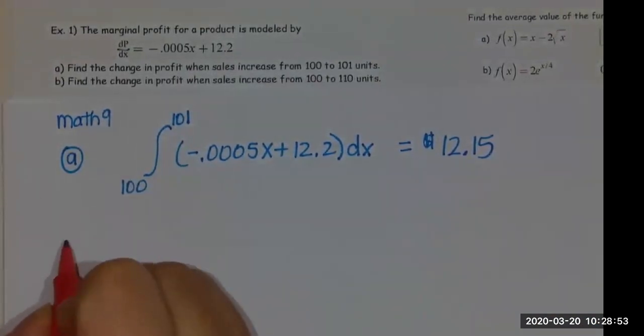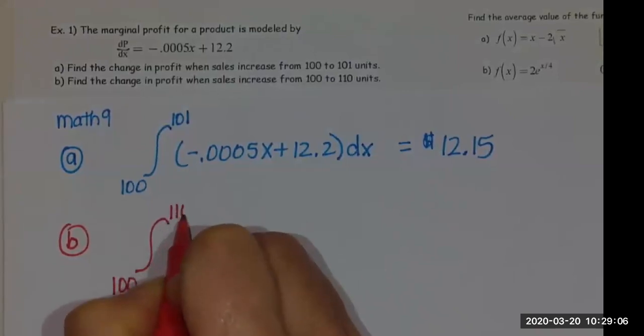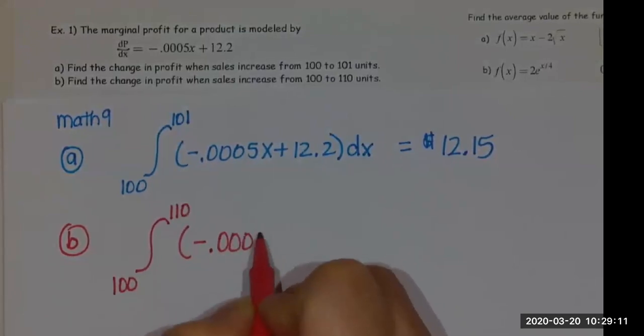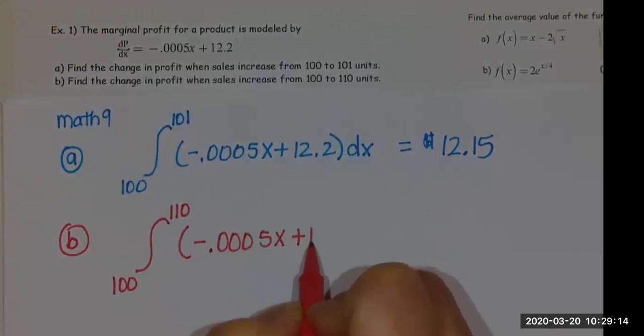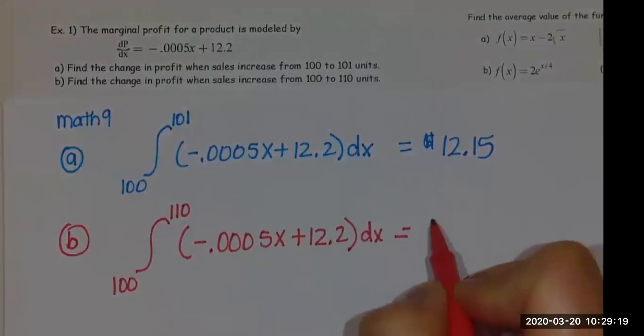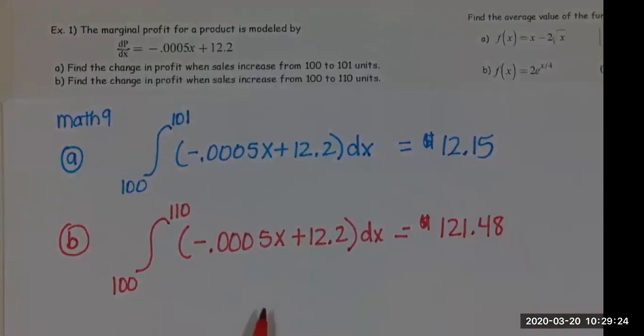And then we can try B, which says find the change in profit when sales increase from 100 to 110. So you're simply going to put this back in. Take a second and actually plug that into your calculator and make sure you come out with the right answer. You know that that's Math 9.